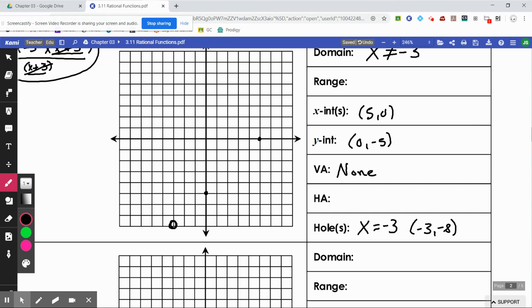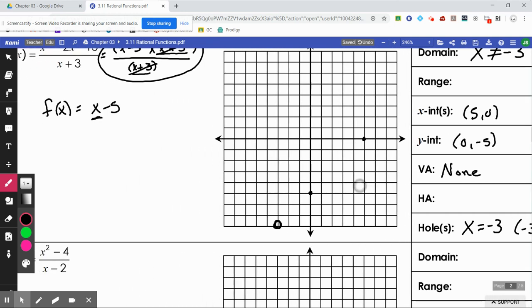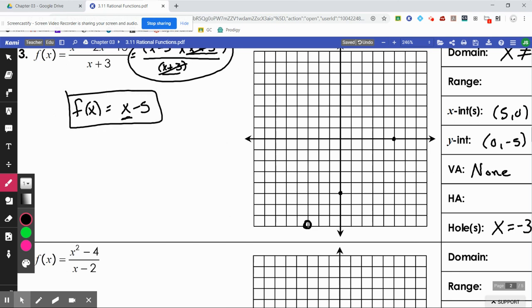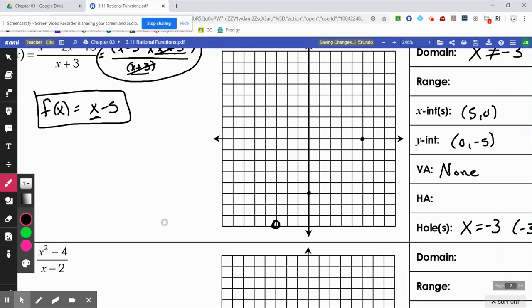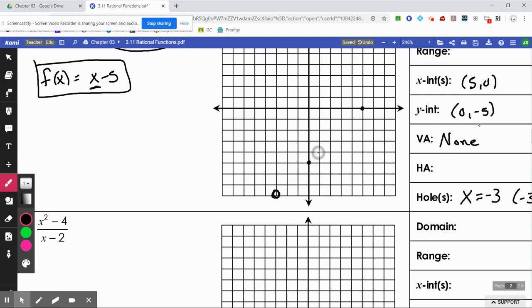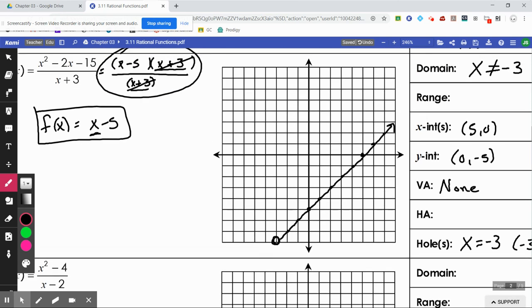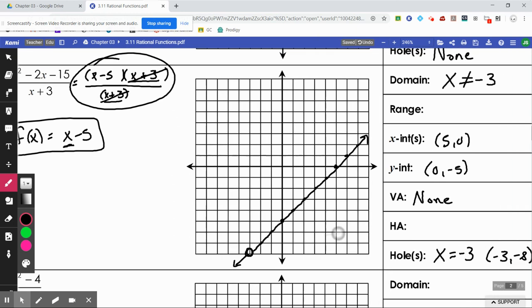Now, what does this graph actually look like? Guys, this is a line. This is in y equals mx plus b form. Your y-intercept is negative 5, your slope is 1. Here is your graph. This graph is a simple line. The only difference is you have a hole right here in your graph, but the rest of it is linear. So there's your graph, and that graph does go forever in this direction as well. It just has a hole. It has that removable discontinuity.